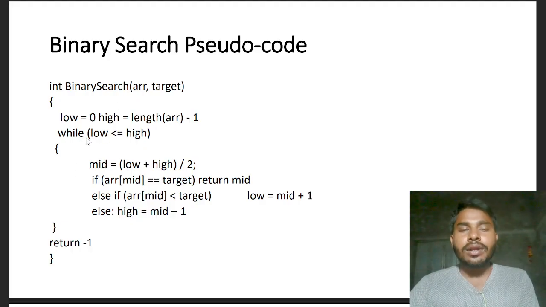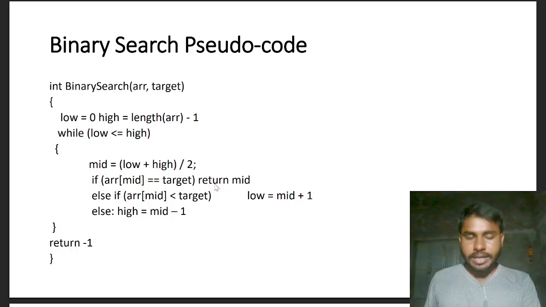So let's understand. We execute the loop while low is less than or equal to high. Now we'll find out the mid: low plus high divided by 2. For the first step, we will check whether the value at the middle index is equal to the target. If the middle index value is equal to the target, in that case we simply return the middle index value.